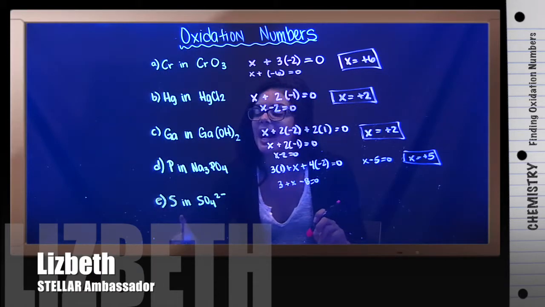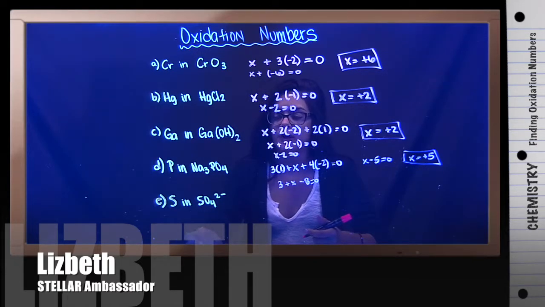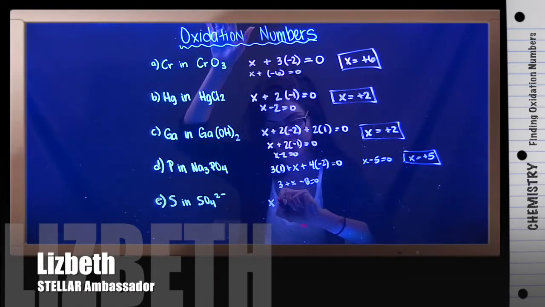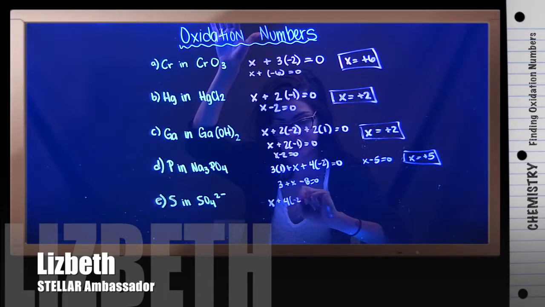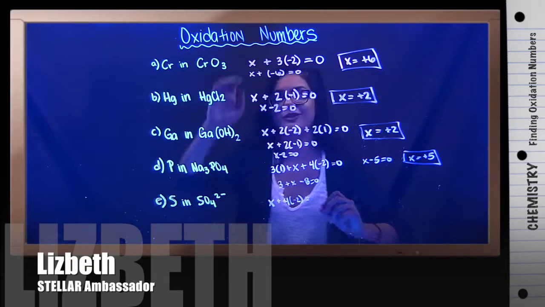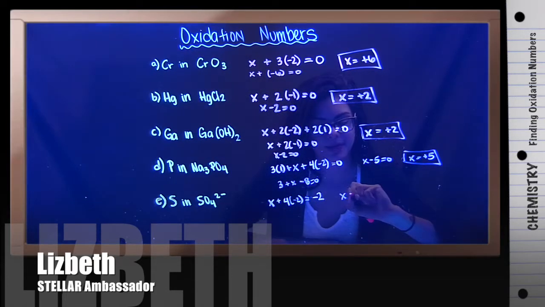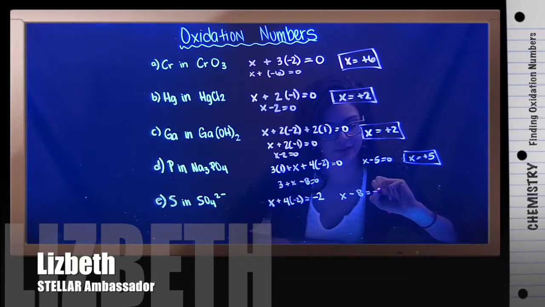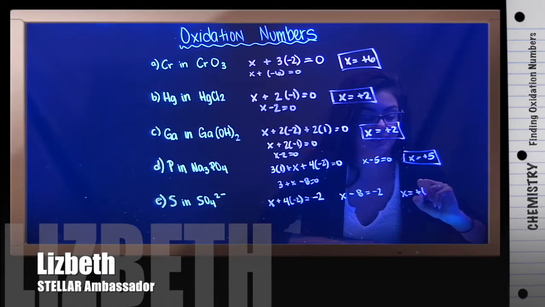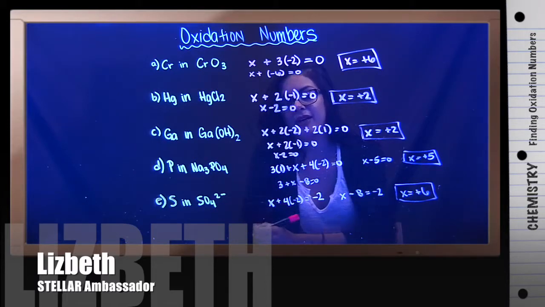These 4 are actually in your book, and I added this last one just because I wanted to show you one with a charge. So we're going to make sulfur X. Same process. Now I have 4 oxygens, so it's going to be 4 times -2. However, it's not going to be equal to 0 this time because we have a charge. So now it's going to be equal to -2. So we have x minus 8 is equal to -2. We're going to add 8 to the other side, so x is going to equal +6. And that would be the oxidation number for S in this sulfate ion.